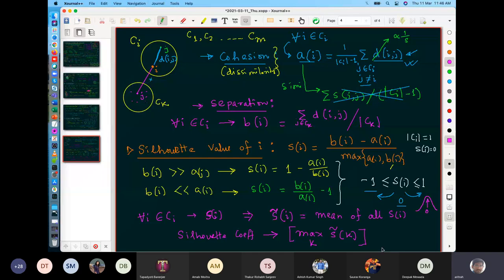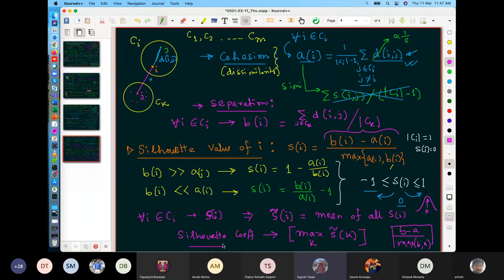Clear on the silhouette coefficient concept? So that's why you can see this formula we have given to you in your project, just B minus A by max of B comma A. In your project, you are seeing that this is your scatter coefficient, which is basically a silhouette coefficient.